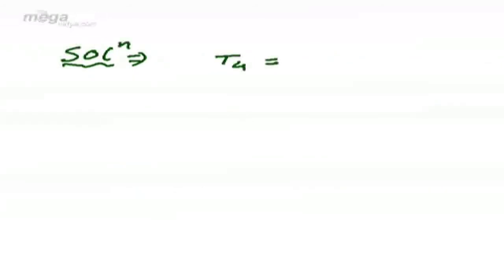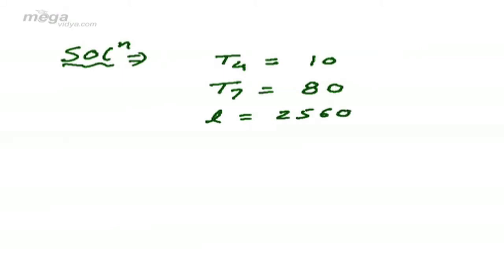This one is given, that is 10. Seventh term, that is T7, is given 80. And last term, it is L, is given 2560. It means T4 indicates AR cube is equal to 10. I take this one as the first equation.